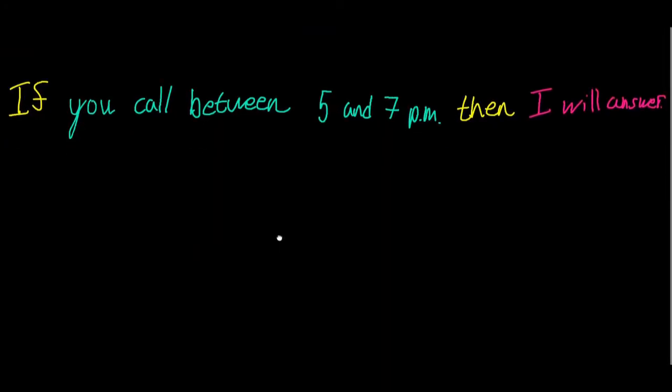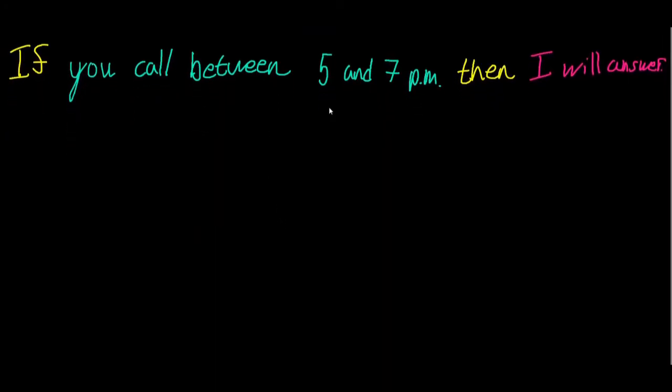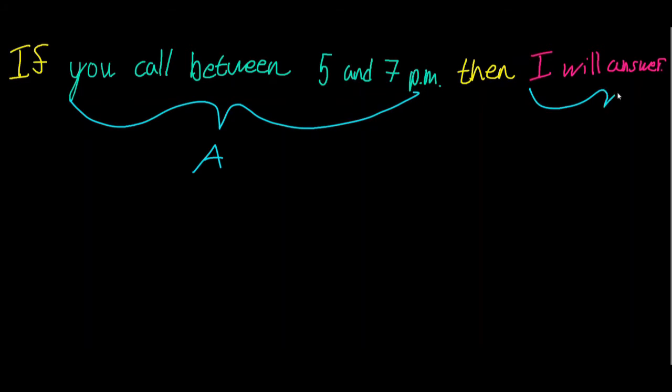So here's an example of an implication. If you call between 5 and 7 p.m., then I will answer. So let's first label our A and B statements. This is statement A, and in pink here, this is statement B. Now, a great way to think about the answer to the question that I just posed is to imagine that you're the one making the statement.